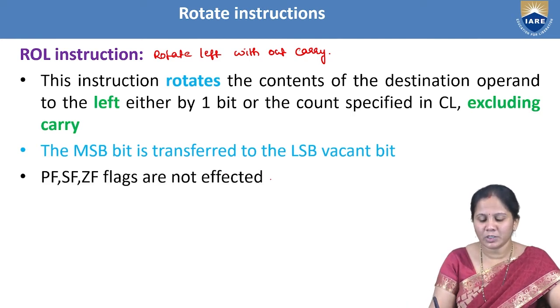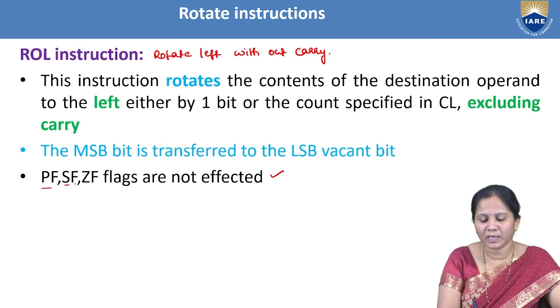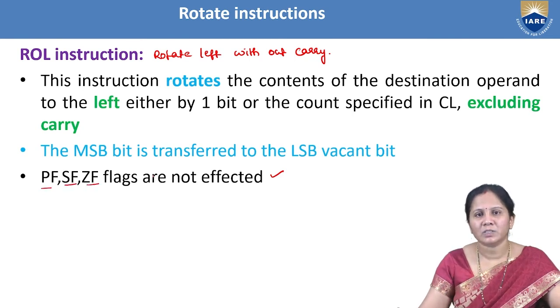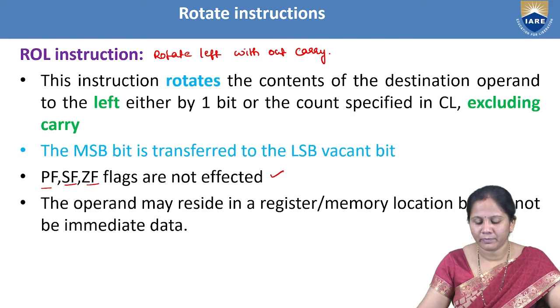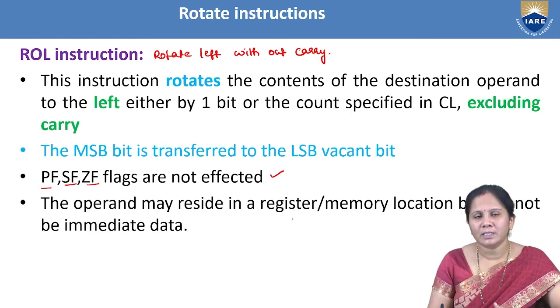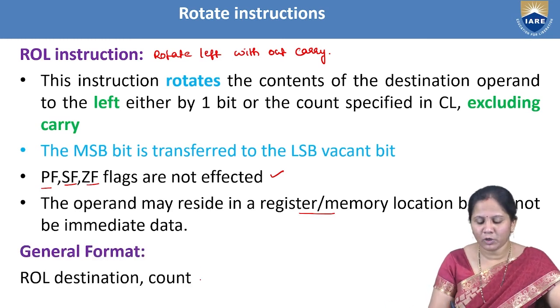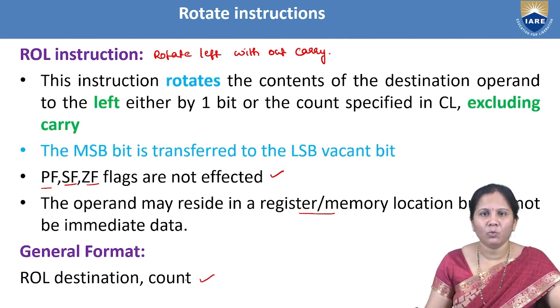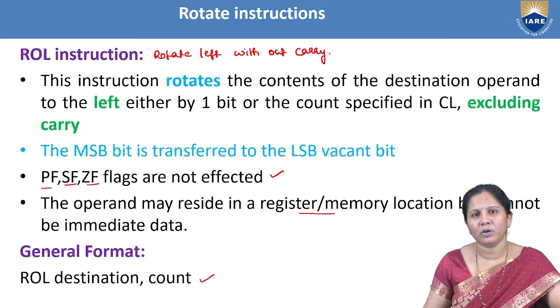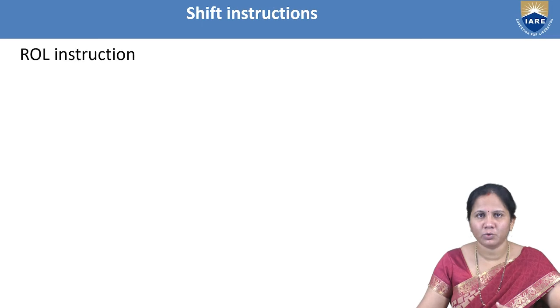When this instruction is executed, flags like parity flag, sign flag, zero flag, all these flags will be affected. Now, the operand may be present either in a register or a memory location. This is the general format of the ROL instruction: ROL destination, count. This count represents the number of times to perform this rotate left operation, and the destination may be either a register or a memory location where the operand will be stored.